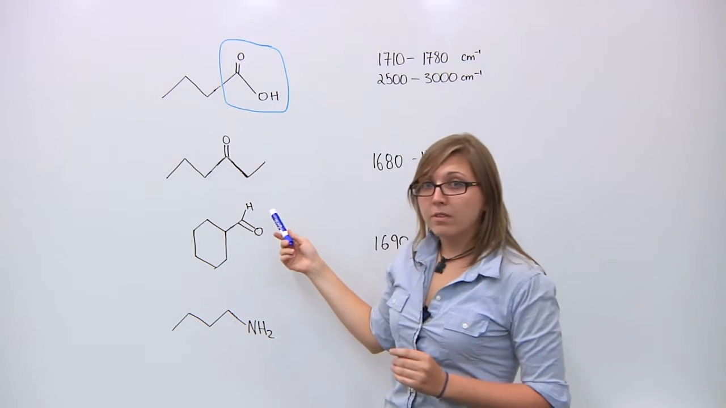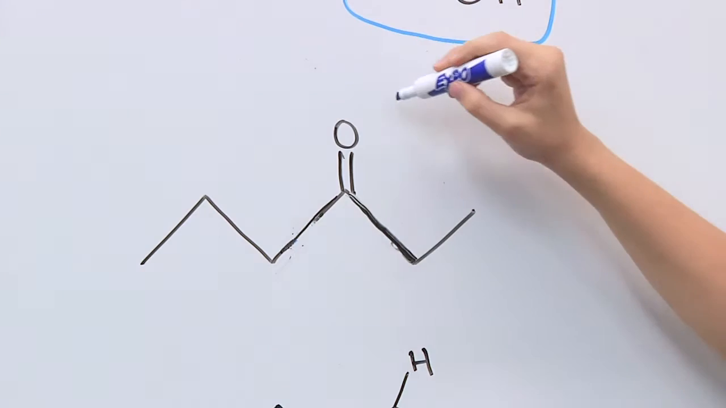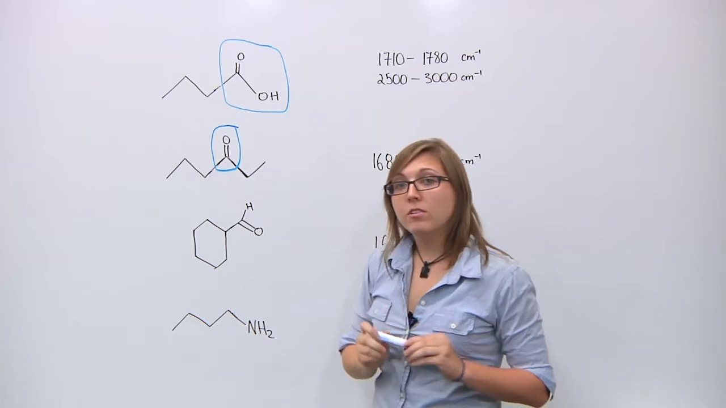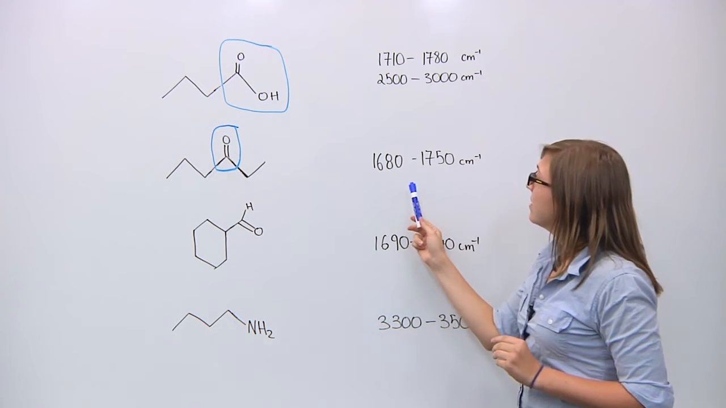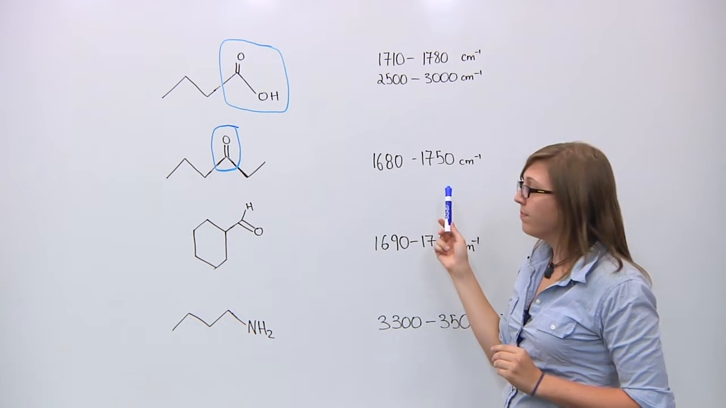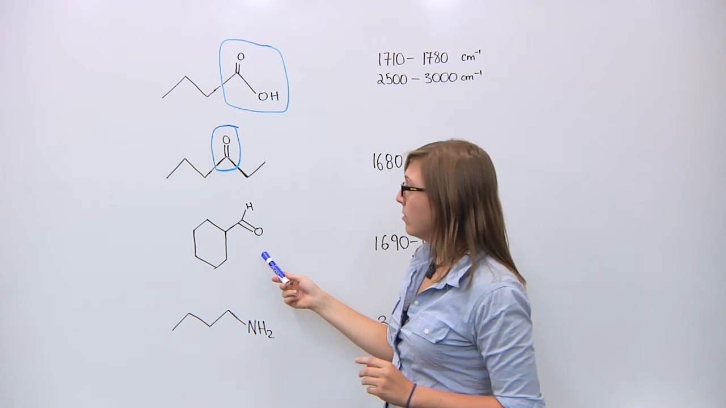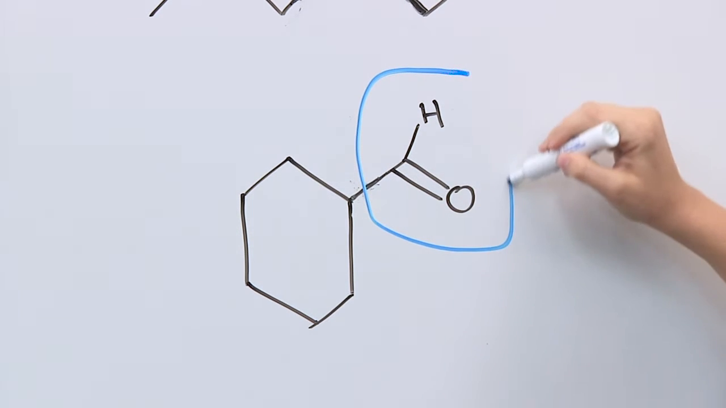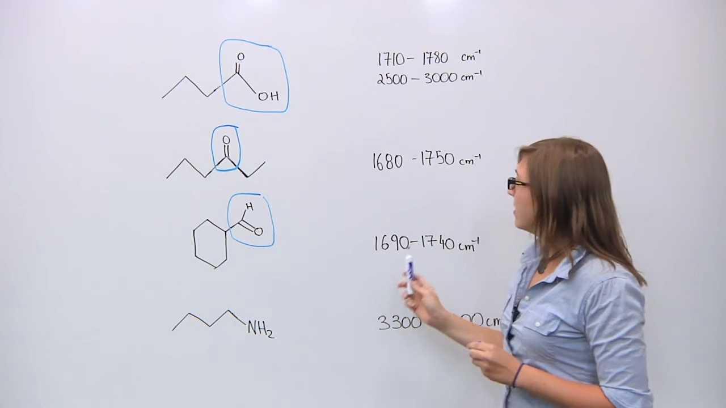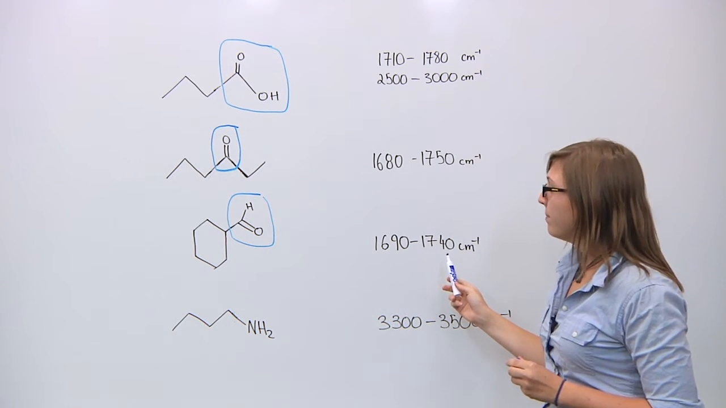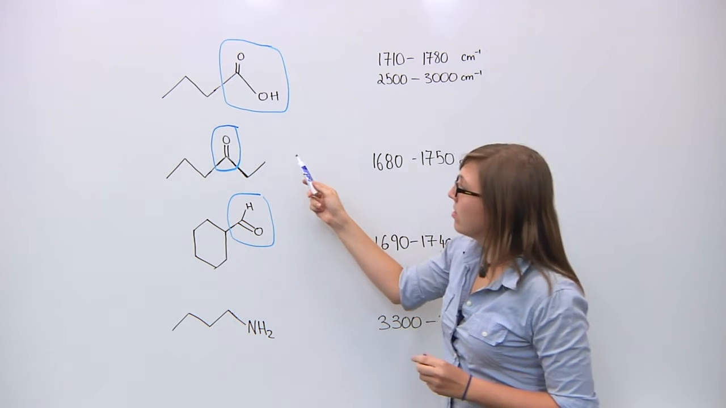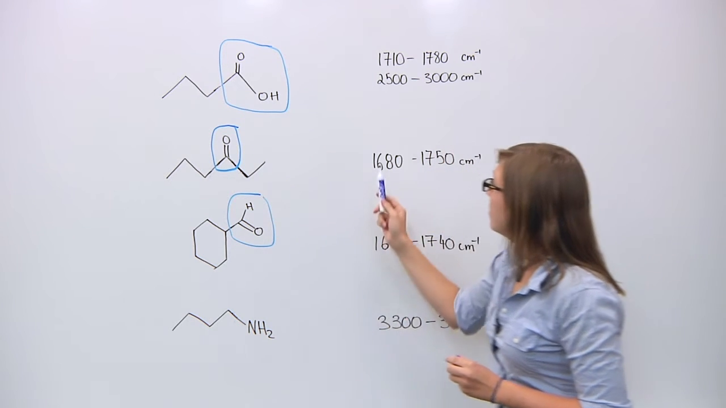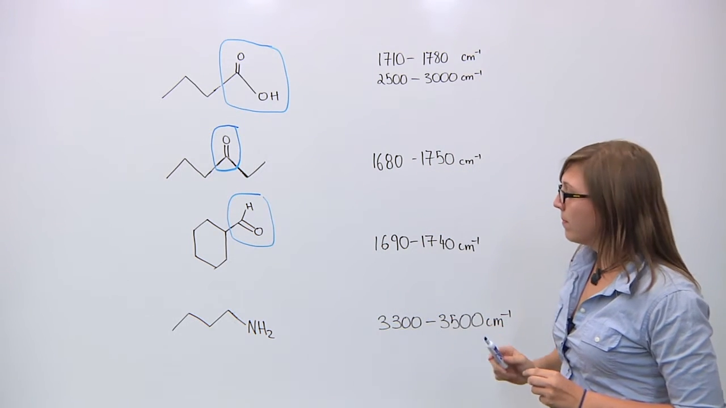This next molecule contains a ketone group here. Ketones have a frequency of 1680 to 1750. This molecule contains an aldehyde, which has a frequency of 1690 to 1740. You can see that the ketone and the aldehyde both contain carbonyls, although the frequencies are slightly different.